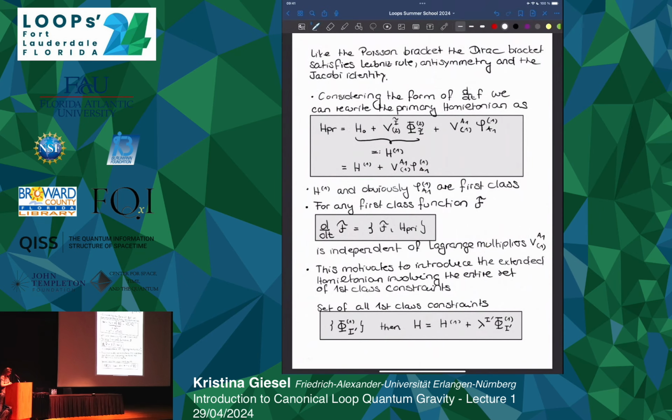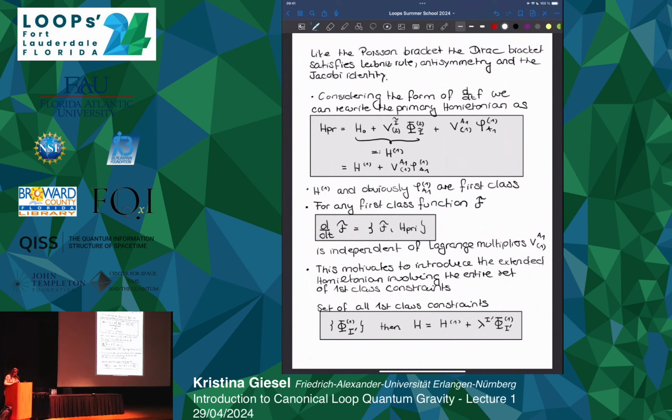Good. If we do this now, we can basically consider the Dirac bracket, which is in our system, and similar to the Poisson bracket, it satisfies the Leibniz rule, it's antisymmetric, and it also satisfies the Jacobi identity. So apart from maybe being a bit more complicated, it has quite similar features. And doing this now, we can rewrite the primary Hamiltonian in this form.